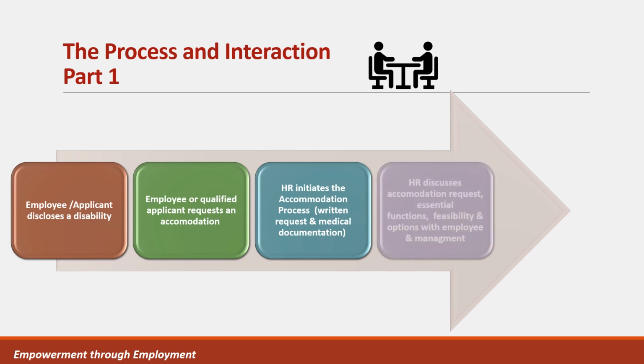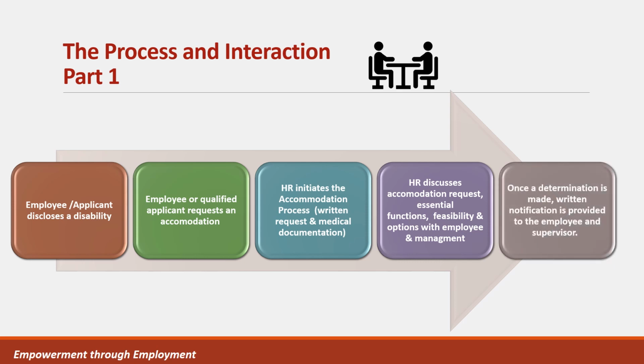CW will discuss possible accommodations with the employee, their healthcare providers, and supervisors who have knowledge of the worksite and the job. CW will then determine whether the employee's preferred accommodation creates an undue hardship for the employer and then suggest and discuss alternative accommodations. Once a determination is made, written notification is provided to the employee and supervisor.